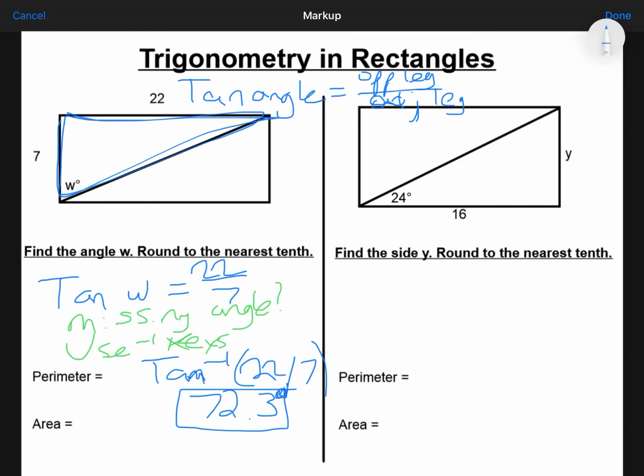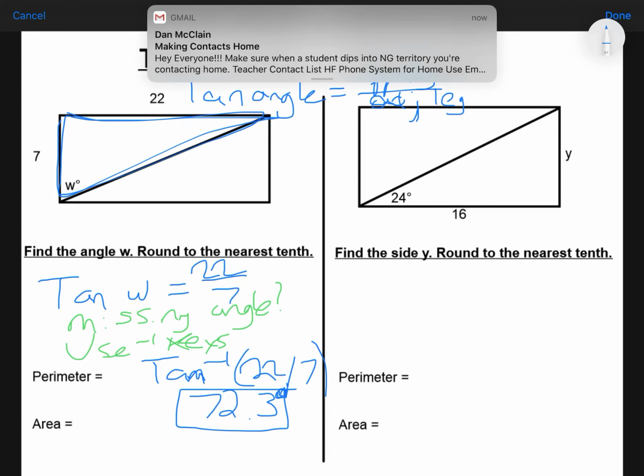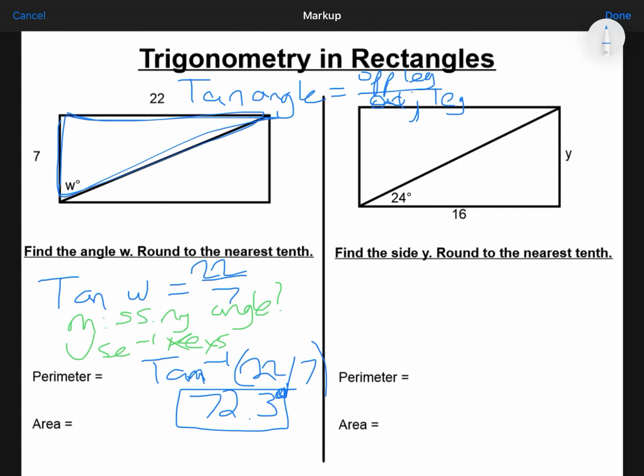Your calculator could be in the wrong mode. It could be in radian mode. If anyone tries this out on their calculator and gets an answer of 1.26, that means your calculator's in the wrong mode. You have to go to the mode and switch from radians to degrees as you do the problem.